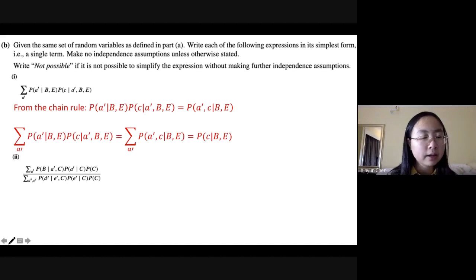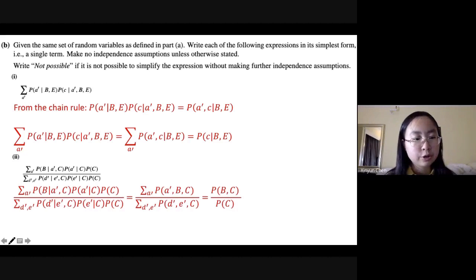For part II, similarly, we can first use the chain rule to know that the numerator should be probability of B, C, and the denominator should be probability of C. Then, according to the definition of conditional probability, this is the same as probability of B given C.